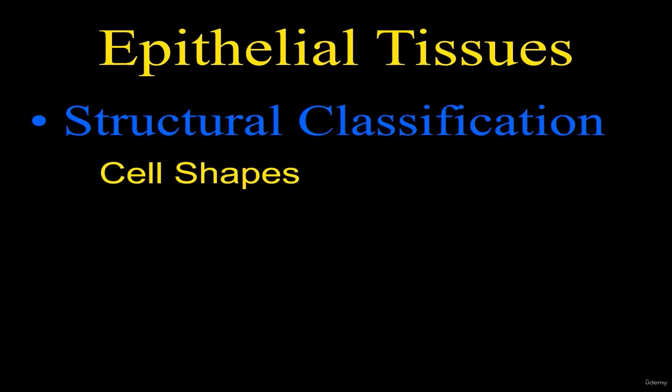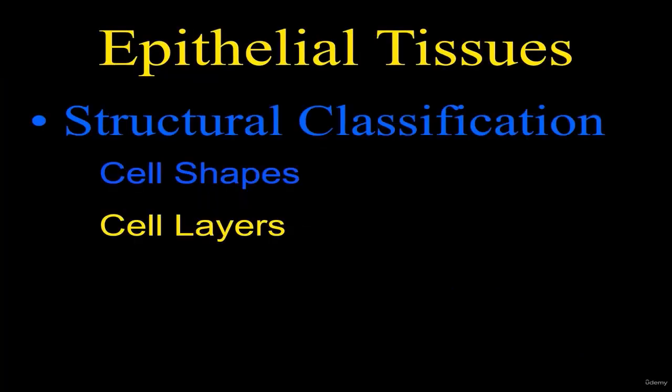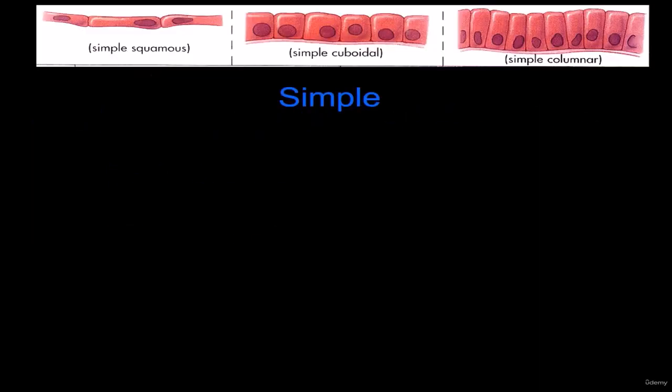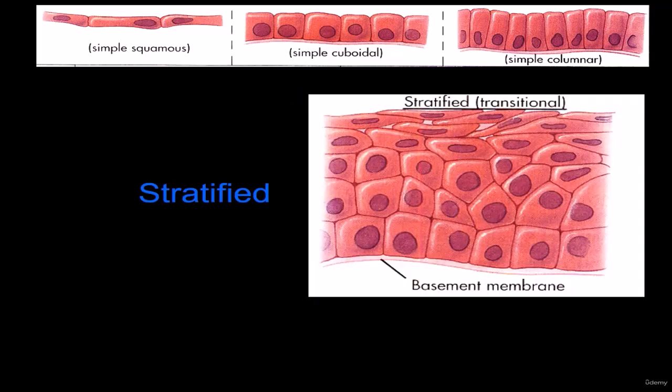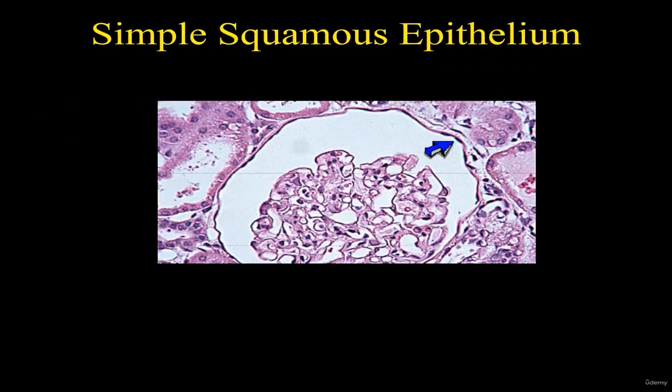Structure classification: cell shapes. These are the different types and shapes of the individual cells: squamous, cuboidal, or columnar. Epithelial tissue structure classification is by cell shape and cell layer. Here we find the simple squamous, simple cuboidal, simple columnar, and transitional types.